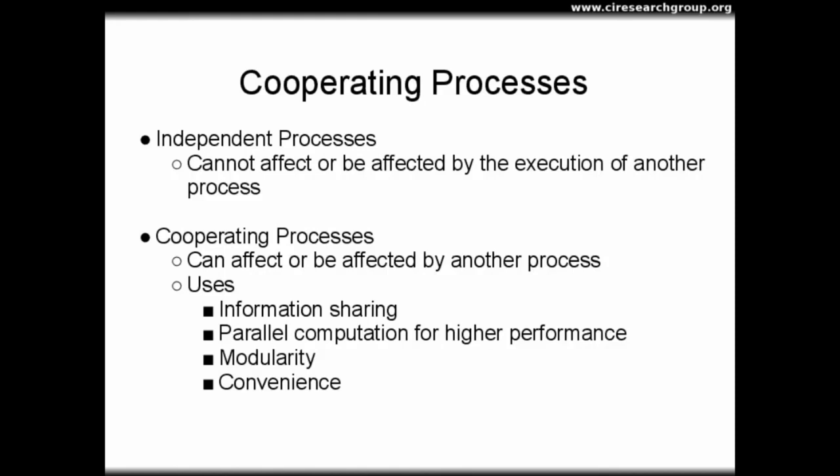Alternatively, processes can share information between themselves and thereby affect each other. When this occurs, we say that the processes are cooperating. Cooperating processes may be used for a variety of reasons, including information sharing, implementing high-performance parallel computation, increasing the modularity of a program implementation, or simply for convenience when implementing certain designs. In part 2 of this lecture, I will provide additional detail about process forking and executing new programs.